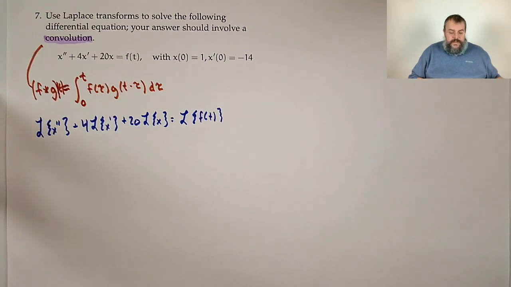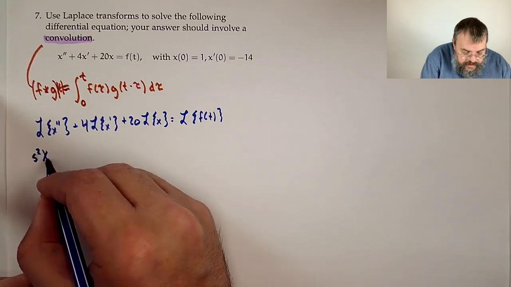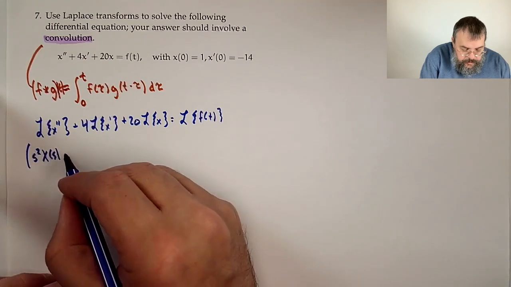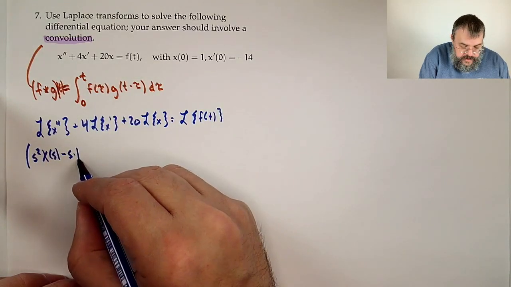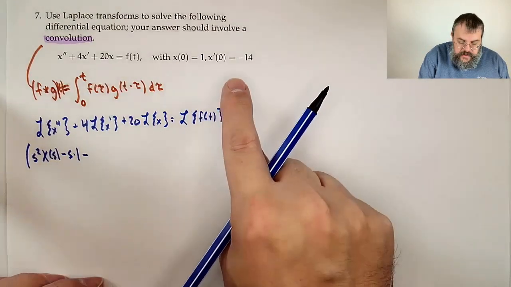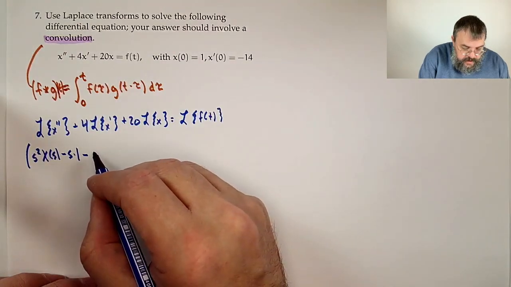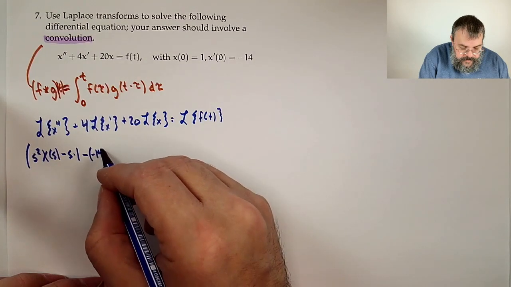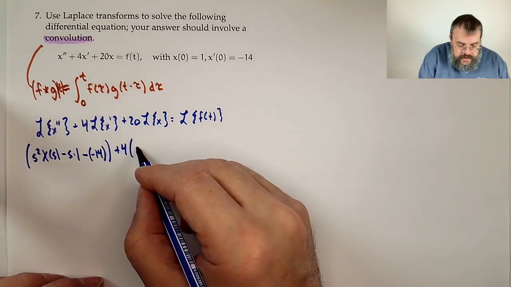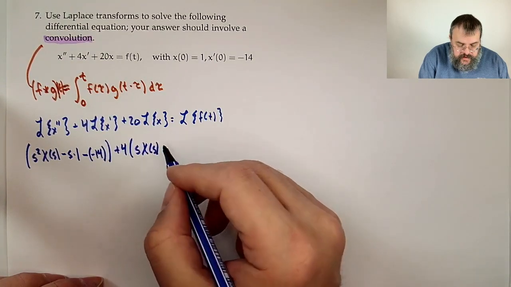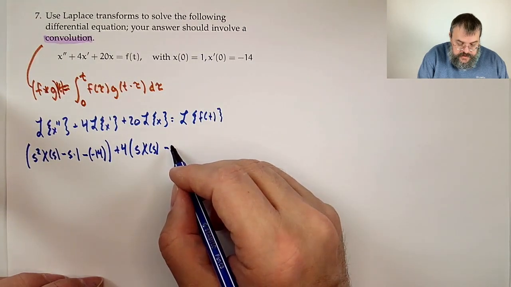Okay, so doing that, so we have s squared X of s minus s times x of 0. Well, that's 1. Minus our x prime of 0, and it'll be a minus 14. Okay? Plus 4 s times X of s, and then minus our x of 0, which is 1.